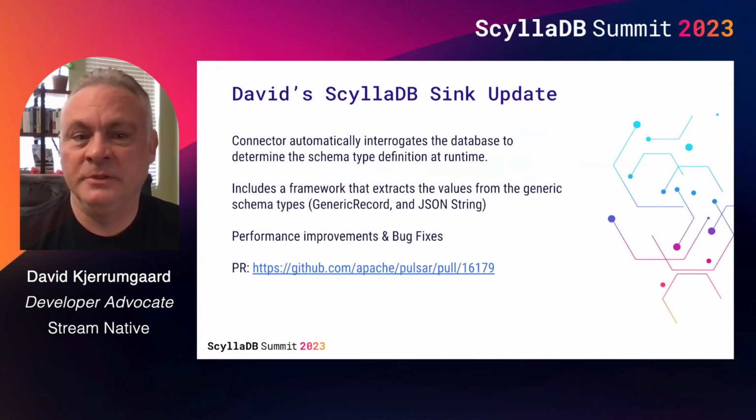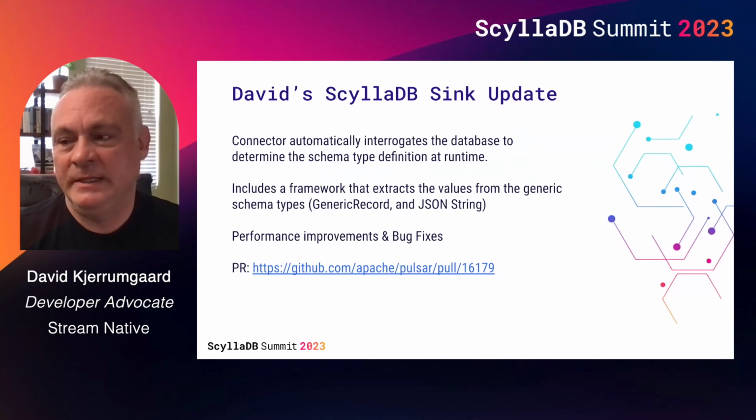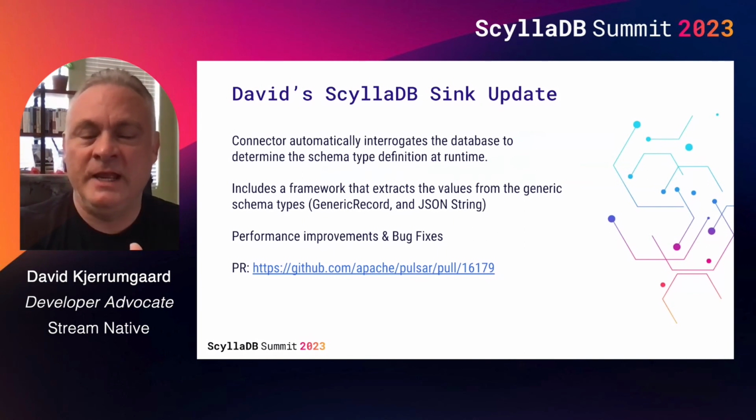I've also added the ability to extract values from what we call generic schema types. So Pulsar has strongly typed schemas. You can define them in Avro and JSON, these other strongly typed schemas. And we also support what's called a generic record, which has a map interface or key-values interface.